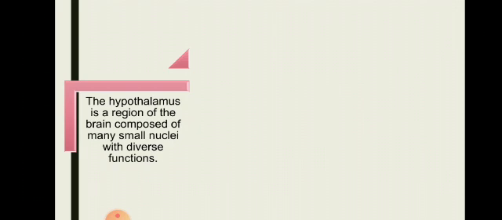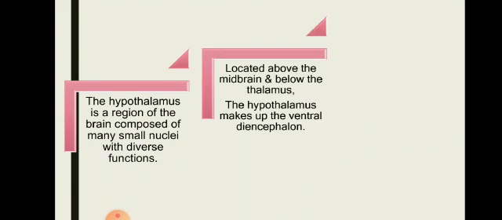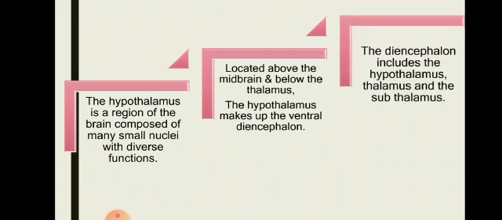So basically, the hypothalamus is a very small structure, and it's actually composed of many small nuclei which carry out varied, diverse functions in the body. It's located above the midbrain but just below the thalamus. I think you should all be aware that the hypothalamus makes up the ventral part of the diencephalon. The diencephalon includes the hypothalamus, thalamus, and also the subthalamus.